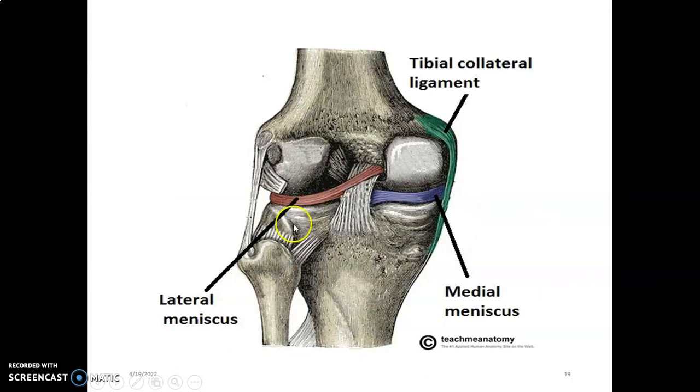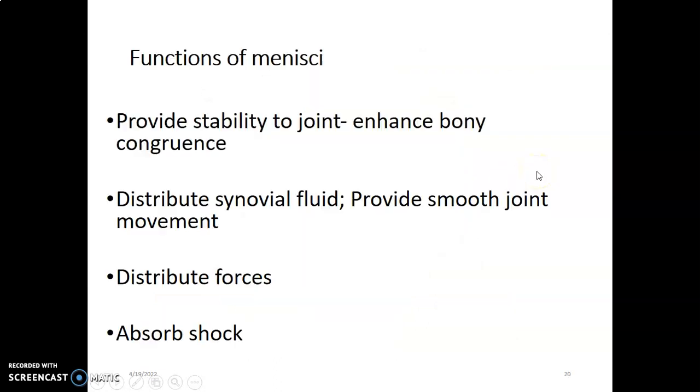Okay. So again, this is the posterior aspect of your joint. How do I know it's posterior? The patella is not there. So you can appreciate this is your lateral meniscus, O-shaped, mobile, less injured, and medial, C-shaped, attached to tibial collateral, so it's less mobile and frequently injured. What are the functions of the menisci? Number one, they provide stability of the joint.